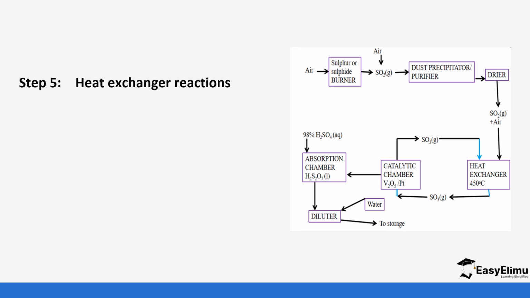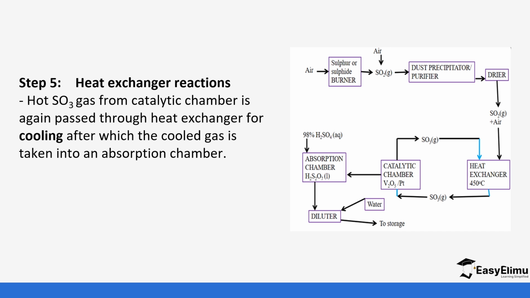So finally, step 5. Remember we were in the catalytic chamber. We said that a lot of heat is being produced in the catalytic chamber, so we need to remove that heat. The sulfur 6 oxide that has been formed is taken back into the heat exchanger where cooling occurs. This tells you that the heat exchanger has two functions. It is used for heating to increase the temperature, but it's also used for cooling to reduce the temperature. After it has been cooled, it's taken to the absorption tower.